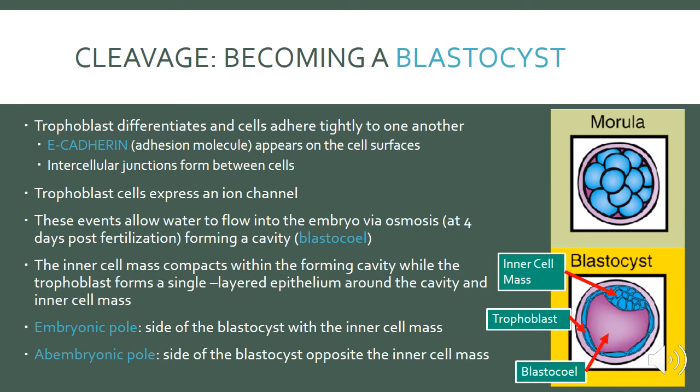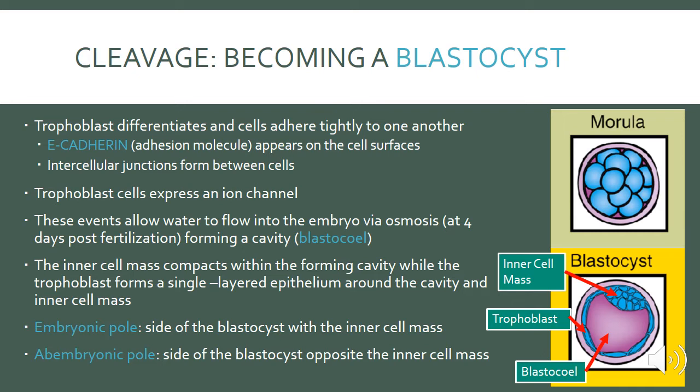So now that they've become watertight and they're expressing an ion gradient across this trophoblast membrane that we've created, now we get water osmosing in to the middle of the embryo, and that's about 4 days post-fertilization, and that forms a cavity called the blastocele.